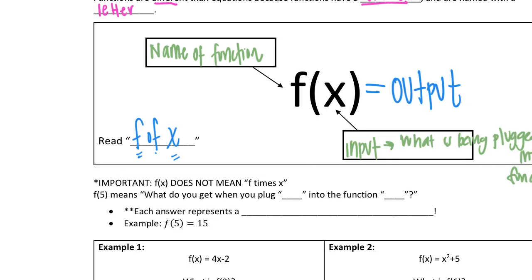So going along with that, f of x does not mean f times x. F of 5 means what do you get when you plug 5 into the function f. Each answer that you get represents a point or an ordered pair. Whatever you're plugging in is the x value. Whatever you get out is the y value. So for example, if we plug 5 into function f and we get out 15, that means the ordered pair that results would be 5, 15.